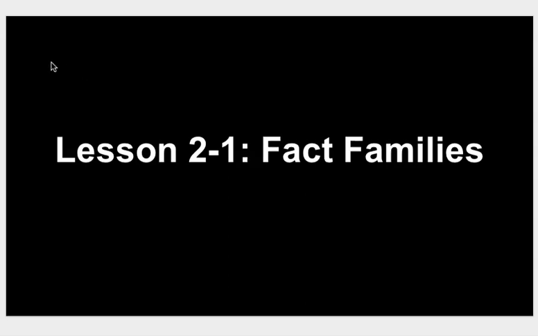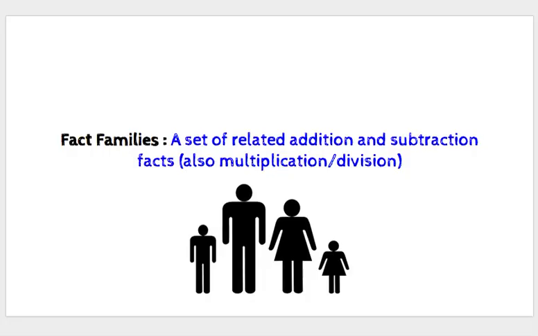Today we're going to be talking about fact families, and you are going to be reviewing fact families and number families, and also looking at the relationship, how you can switch back and forth between addition and subtraction to a point. All right, let's go ahead and remember what a fact family is. It is, by definition, a set of related addition and subtraction facts. You can also have fact families for multiplication and division. It's kind of like how in your family you are a set of related people.